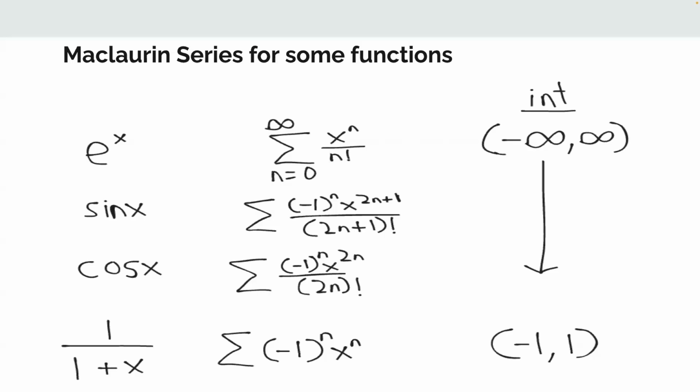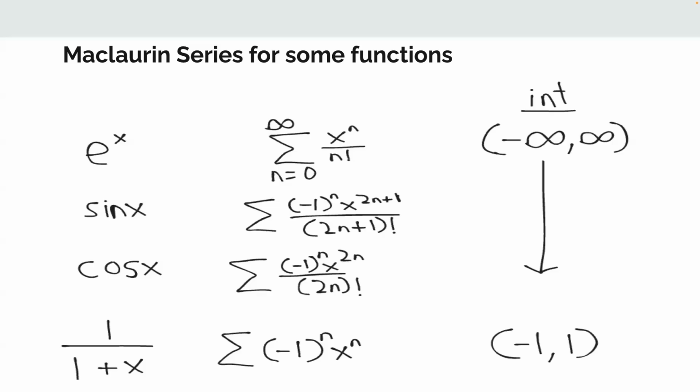Sine of x is the sum of minus 1 to the power of n multiplied by x to the 2n plus 1 over 2n plus 1 factorial. Cosine x is minus 1 to the power of n multiplied by x to the power of 2n over 2n factorial. 1 over 1 plus x is minus 1 to the power of n multiplied by x to the n. The interval of convergence for the top 3 is negative infinity to positive infinity. For the bottom one, it's negative 1 to positive 1.